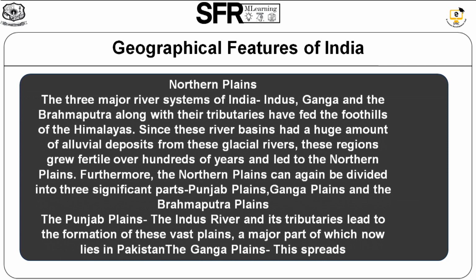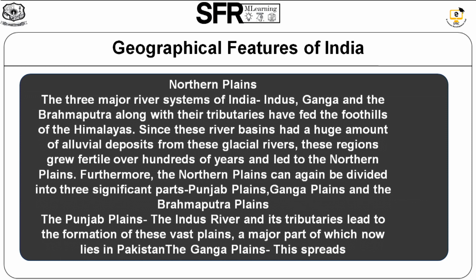Since these river basins had a huge amount of alluvial deposits from these glacial rivers, these regions grew fertile over hundreds of years and led to the northern plains. Furthermore, the northern plains can again be divided into three significant parts: the Punjab plains, the Ganges plains and the Brahmaputra plains. So first we are going to see the Punjab plains.